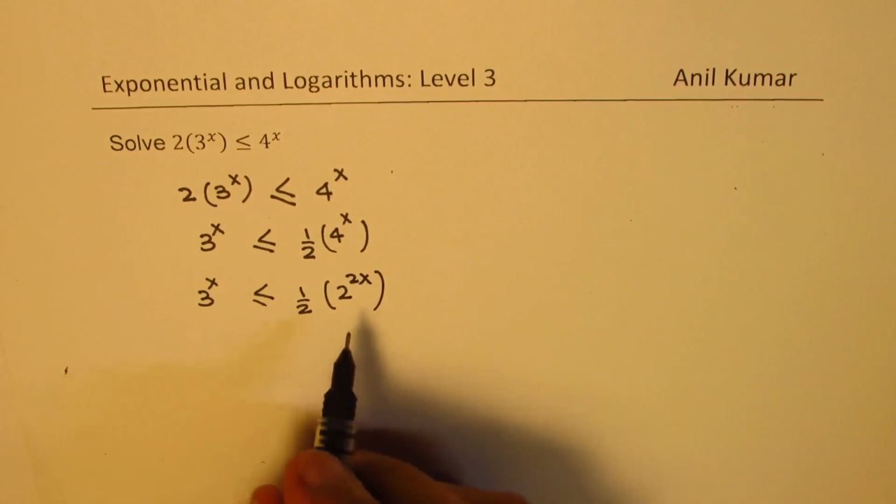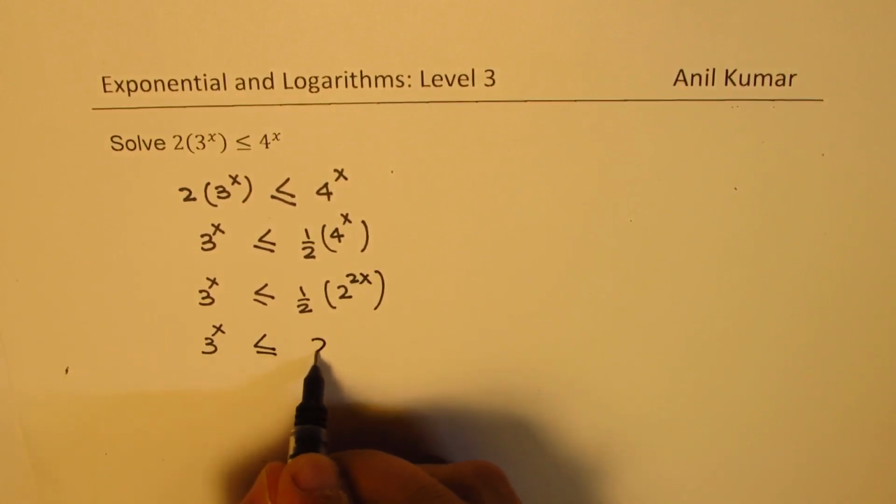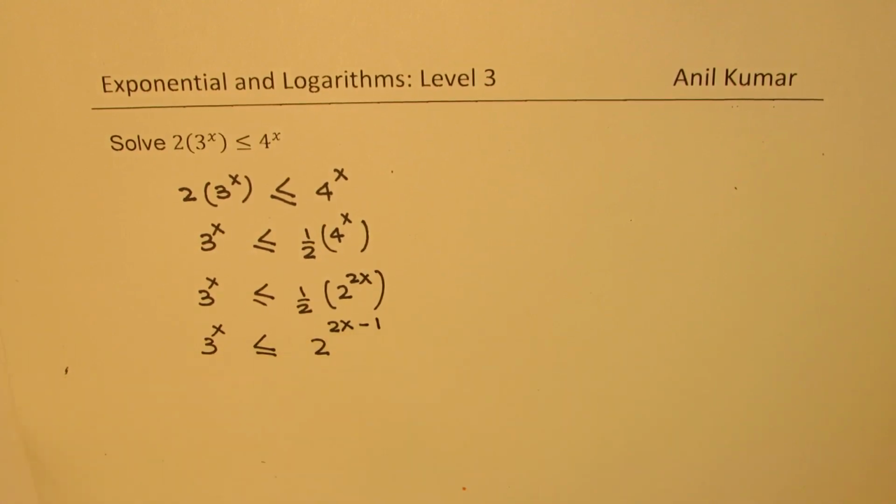So 2x. Now that means 3 to the power of x should be less than or equal to 2 to the power of 2x minus 1, right? So that's what we get. Now, all these functions, what can we do? They are positive. It is kind of important to understand. So both of them are positive functions. Always their value is greater than 0.